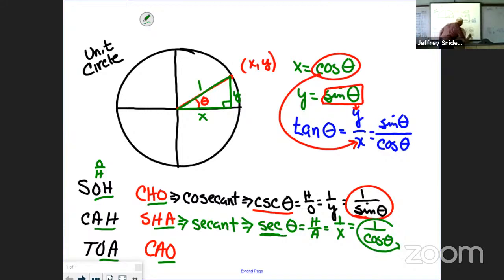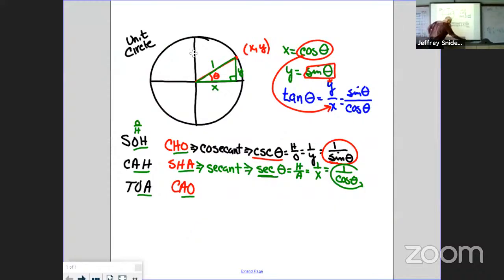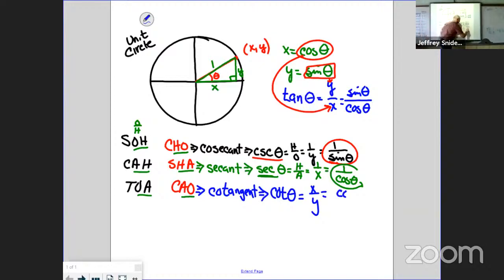This is equivalent to 1 over cosine. The last one down here, KO. It is the cotangent, and it is abbreviated COT. And it's going to be what? Adjacent over opposite. So up here it'd be what? X over y. Which means it's what? Cosine over sine.